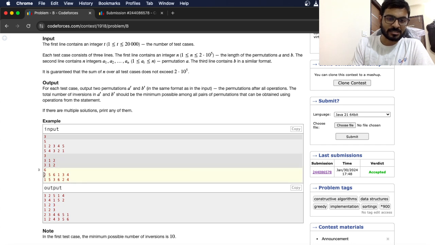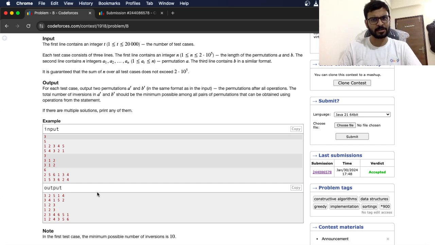But in the other case, if you look at this one, 1, 2, 3, 4, 5, 5, 4, 3, 2, 1. Over here, this is the array that has formed. They have permuted something. So if you see over here, 3 has come over here, 5 has come over here, 1 has come over here. A lot of swaps has happened. And eventually, it is claimed that the minimum possible number of inversions is 10.